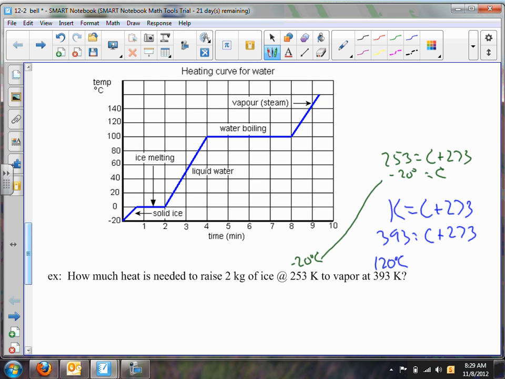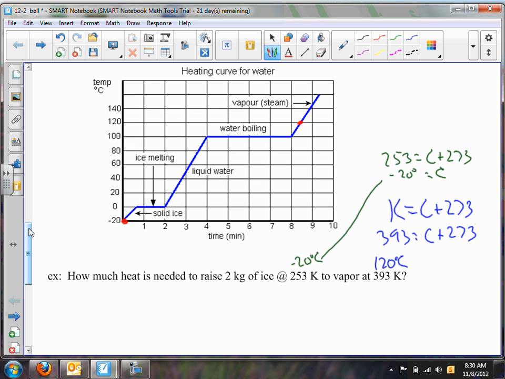So on this chart, what we're trying to do is go from here, ice at negative 20 degrees, to steam at 120 degrees. It seems simple enough, but you can't just use the Q equation and go from negative 20 up to 120, because sometimes we're adding heat and the temperature isn't changing. So really what we have is 5 parts to this problem.